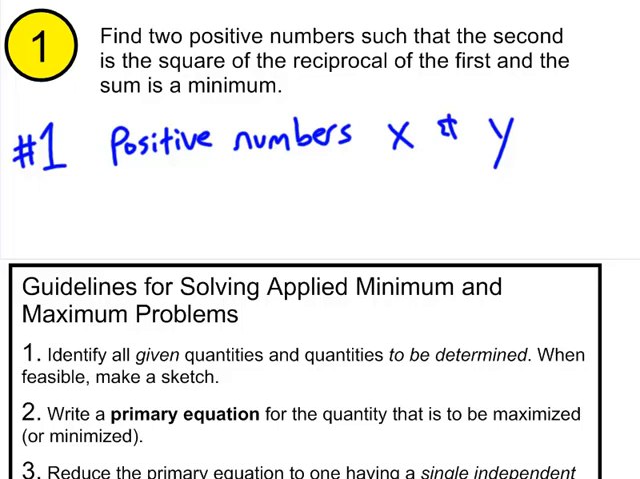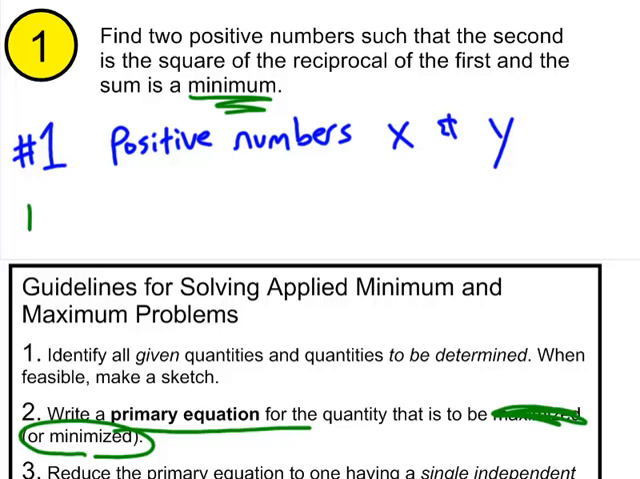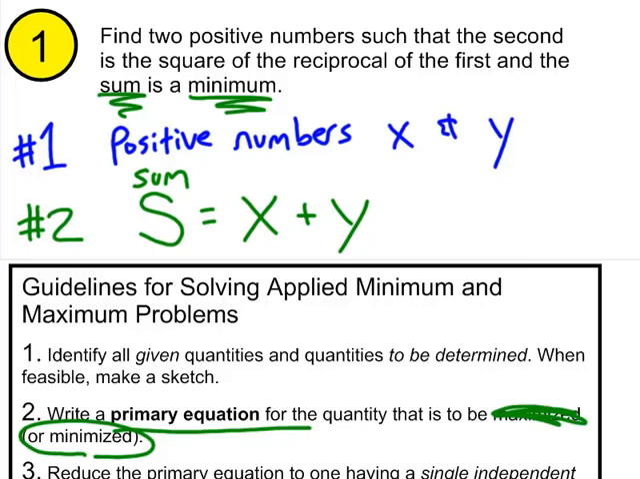We're going to write a primary equation for the quantity that is to be maximized or minimized. In this case, we are looking for a minimum, not a maximum. And what is it we're trying to minimize? Well, we're trying to minimize the sum, right? So our primary equation is going to be for the thing we are trying to minimize, the sum. And let's call that S. And I guess I should be clear and say that's the sum S. And that's going to equal x plus y. That's the definition of a sum last time I checked.